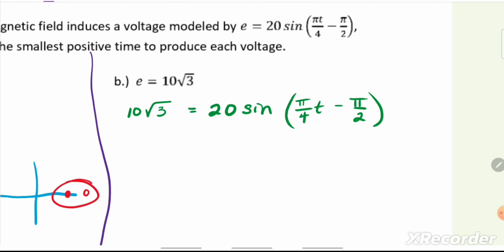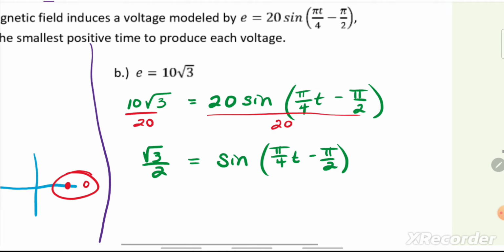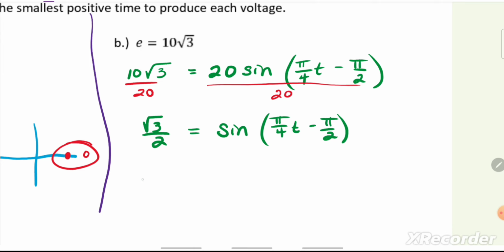We're going to start by isolating our one and only trig function by dividing both sides by 20. It's going to give us square root of 3 over 2 equals sine of pi over 4t minus pi over 2. Now that our one and only trig function is isolated, we'll rewrite it using our inverse trig function. Sine inverse of square root of 3 over 2 equals pi over 4t minus pi over 2.